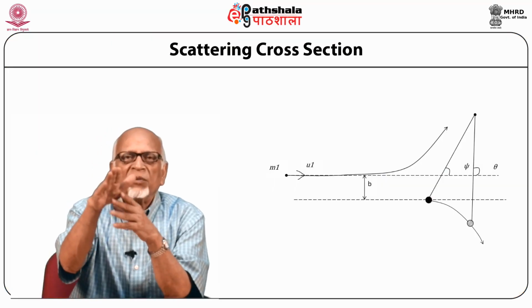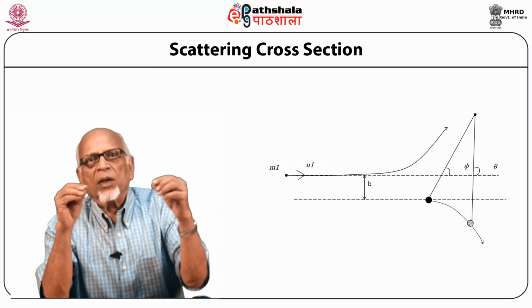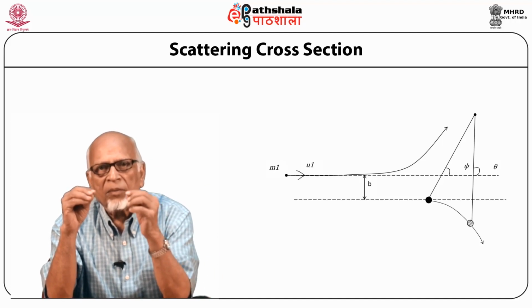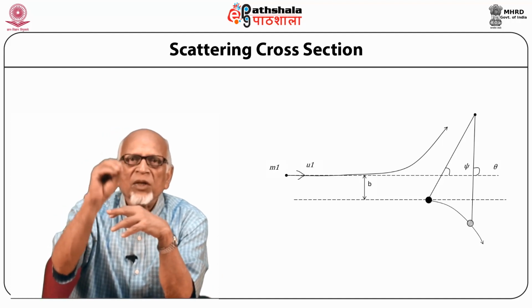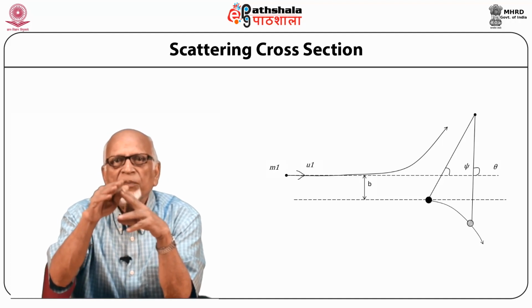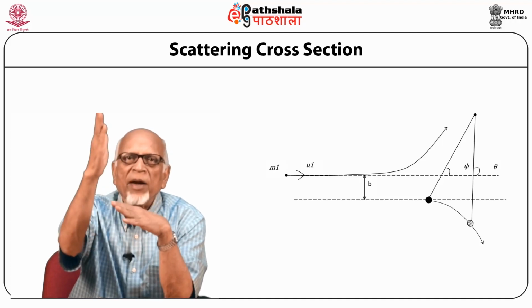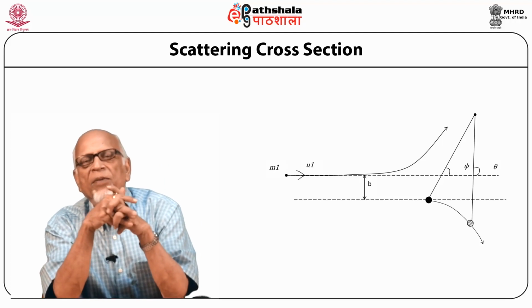Let us consider the collision in the laboratory system in the presence of a repulsive force between the two particles M1 and M2. This figure depicts the scattering. The particle M1 is coming from the left with an impact parameter b, which is the minimum distance between the particles. As it reaches the particle, because of the repulsive force, its path bends, and it scatters by an angle psi as shown here in the diagram.